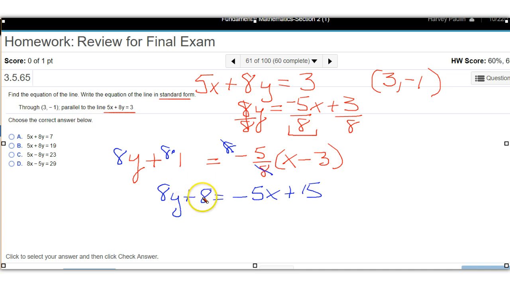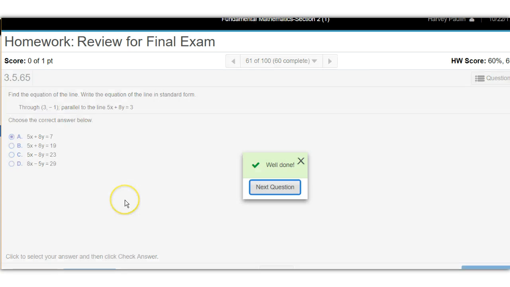Now we're going to take this term over to this side where it becomes a negative 8. So a 15 and a negative 8 gives us a positive 7 on this side. We're now going to take our negative 5x, transpose it to the other side, and we get a positive 5x plus 8y equals 7. Again, this was a little longer than normal, but this is normal for this type of problem. And we just have to match it up, and it looks like we're matching it up with letter A there. And that is correct.